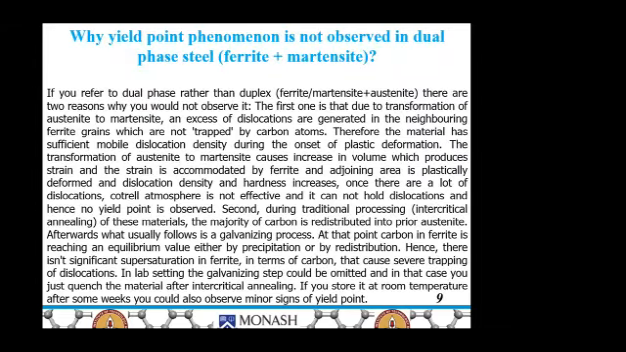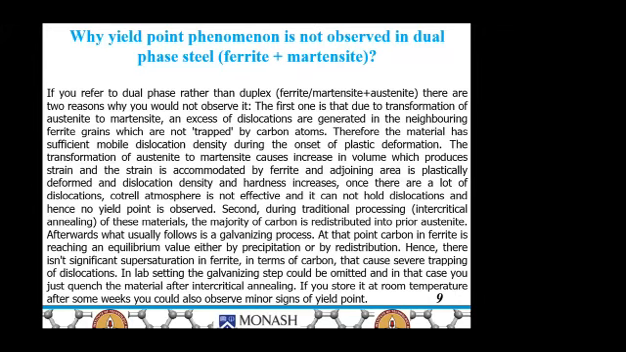Now, why is yield point phenomena not observed in dual phase steel? Dual phase steel means ferrite and martensite. As we know, in dual phase steel there is transformation from austenite to martensite, and there could be some retained austenite also. So if we refer to dual phase steel, we have a ferrite and martensite structure. There are two reasons why we don't observe yield point phenomena.